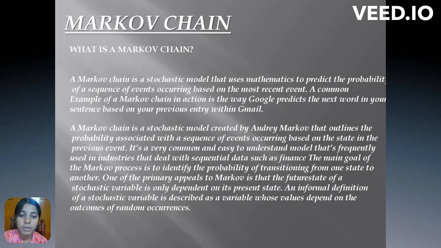It is a very common and easy to understand model that's frequently used in industries that deal with sequential data, such as finance. The main goal of the Markov chain is to identify the probability of transitioning from one state to another. One of the primary appeals of the Markov chain is that the future state of a stochastic variable is only dependent on its present state. An informal definition for a stochastic variable is a variable whose values depend on the outcome of random variables.